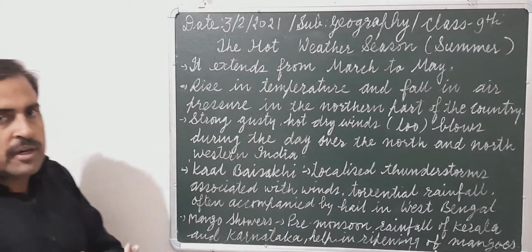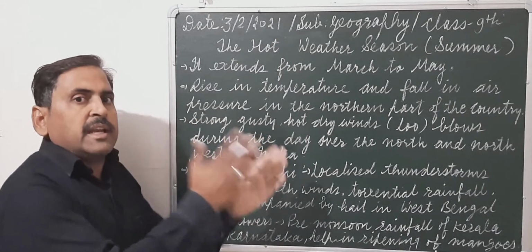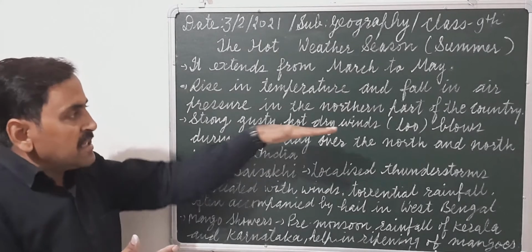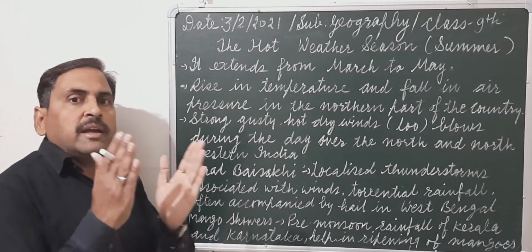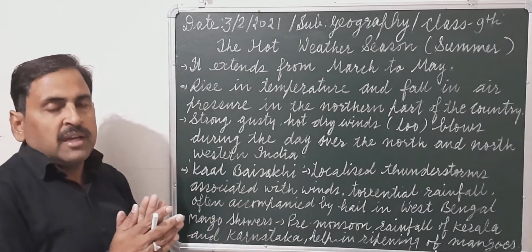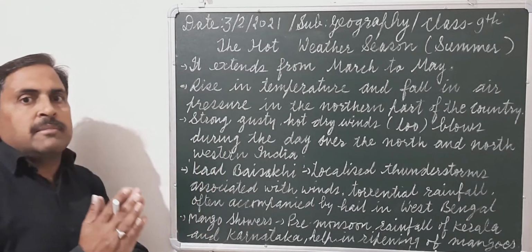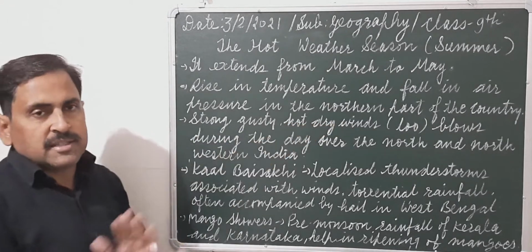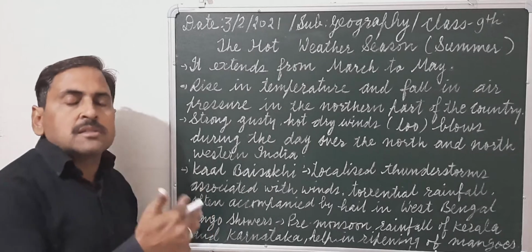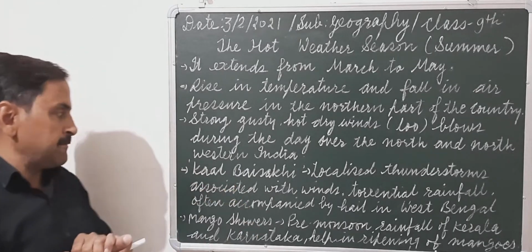These winds originate from the desert area of Thar, the western part of Rajasthan, and that's why these winds are very dry and hot, meaning they have no humidity. And that's why if anybody comes in direct contact with these winds, it may prove fatal, may be dangerous to the life of a person.